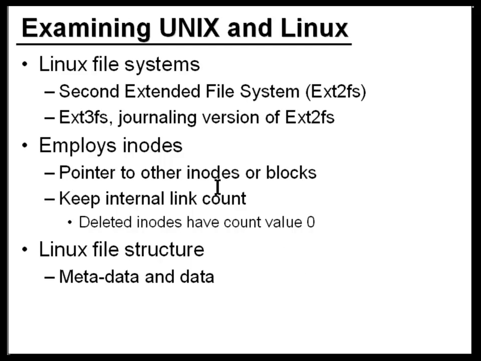Under EXT2 and EXT3, it employs something called inodes, which are pointers to other nodes. Inodes are blocks, and essentially an inode holds information about a block in files on the file system. And so the file system keeps an internal link count of everything that's being used. If an inode is being used, there will be a count of the number of blocks that are associated with the inode.